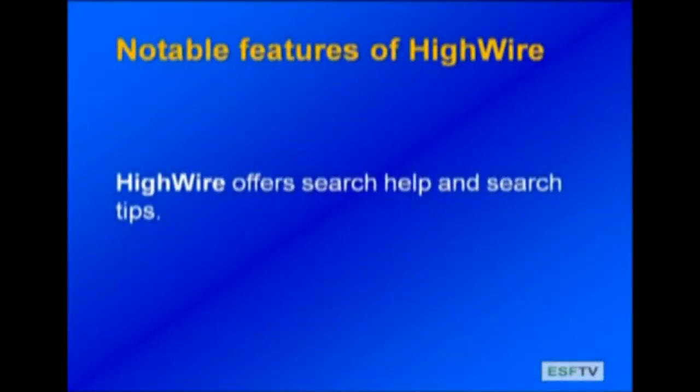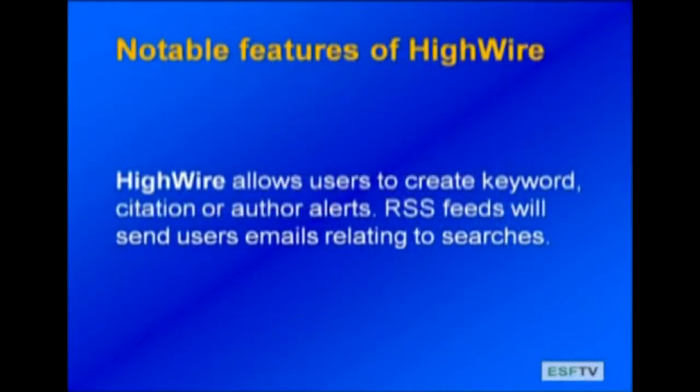Another neat thing about Highwire is that they offer search help and search tips. So they're just like a real journal article database, but they're free. Another neat thing about Highwire is that you can set up RSS feeds. So you can do a search, and then after you put your criteria in for author or keyword or maybe a particular journal, that RSS feed will email you every time there's a new result in your search. So you could go to Highwire, do your search, and then set it up so it will email you every time there's new searches for your criteria. Really neat feature.